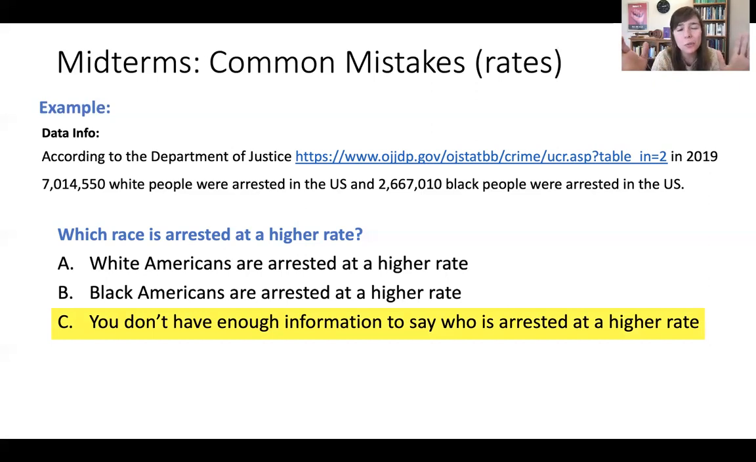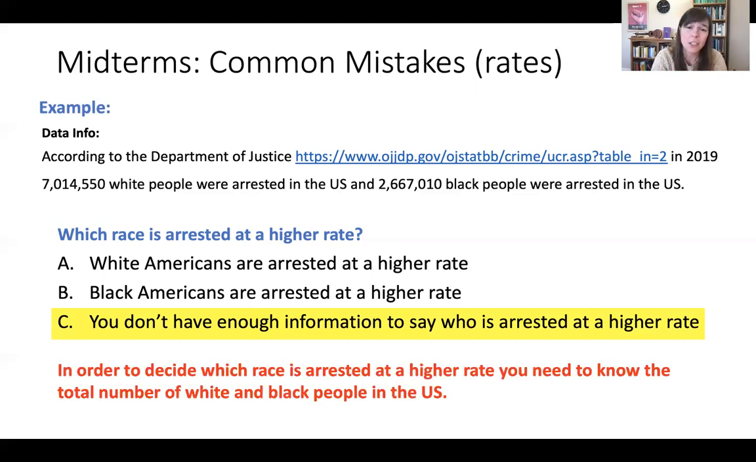So this is a huge problem I saw on multiple midterms. Students had the data info right, but I guess they didn't quite know what that data info was telling them, or were mistaken in terms of what you can conclude from this data. And so when it comes to arrest rates, this isn't enough to tell you about arrest rates. In order to know about arrest rates, you have to know the total number of white and Black people in the US.